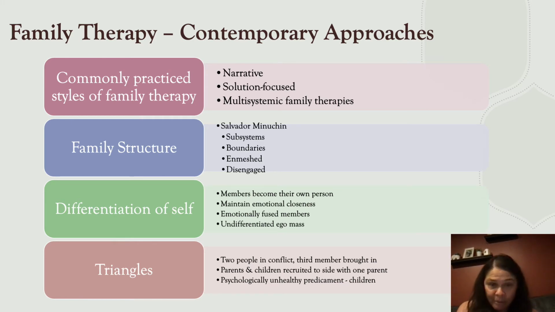Triangles are also very important to pay attention to in these contemporary approaches. When there are two people in conflict, sometimes when the family system gets fractured, a third member can be brought in to try to create an alliance. Like parents recruiting children to side with the parent or to side with the child. And this is a very unhealthy predicament for children whose parents are trying to bring them in and get them to side with one or the other.